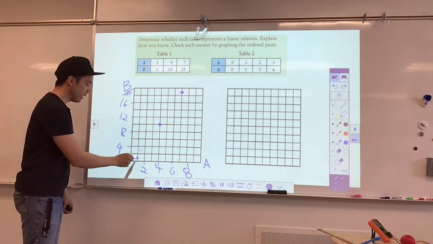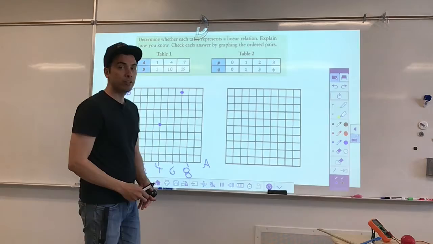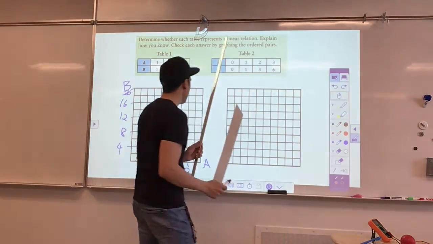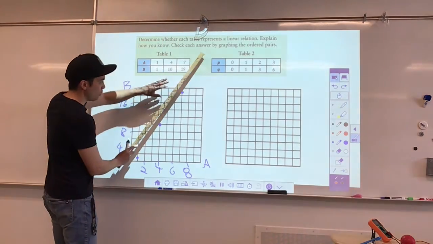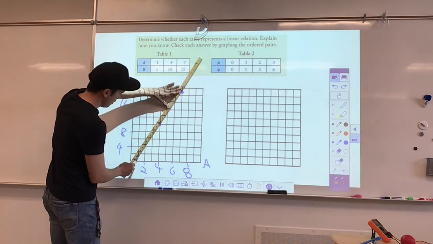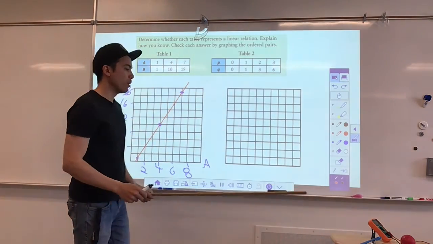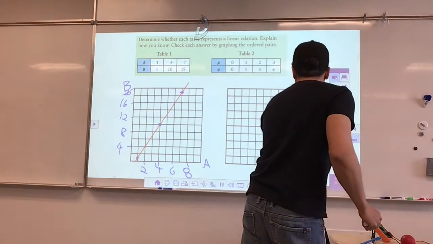So this relationship, we can only say if it's linear or not if we can take a ruler and draw a straight line through all of these points. Can I do that in this case? It looks like that is going to be possible. A straight line went through all of these points.